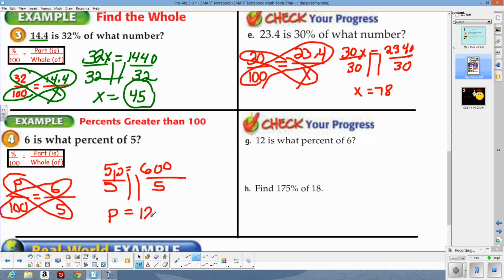And since I have a p as my variable, that reminds me that I need to make sure to put a percent sign on my answer. 6 is 120% of 5.